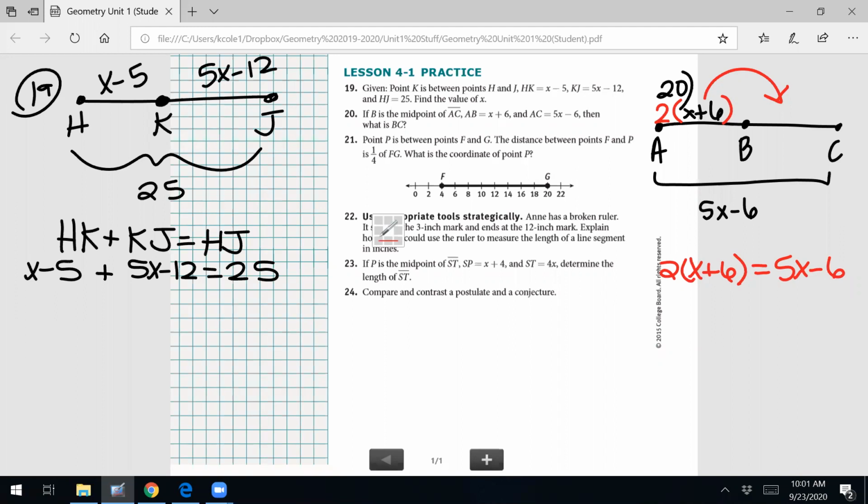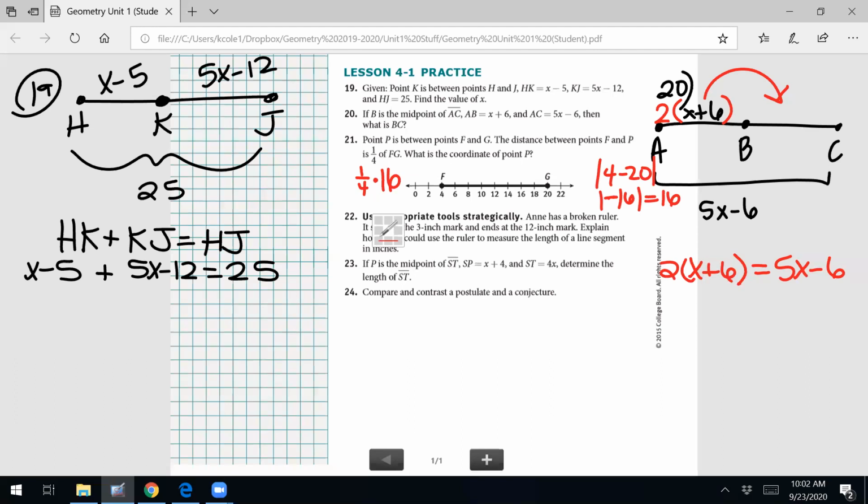Okay. Now 21 says point P is between points F and G. The distance between points F and P is 1/4 of FG. Remember that? We talked about that being multiplication. What you need to know is the distance from F to G. So what is that distance? Good. It's going to be 16. If you do the absolute value difference, which is what I'm showing, that gives you 16. So we need 1/4 of 16. So what is 1/4 of 16?